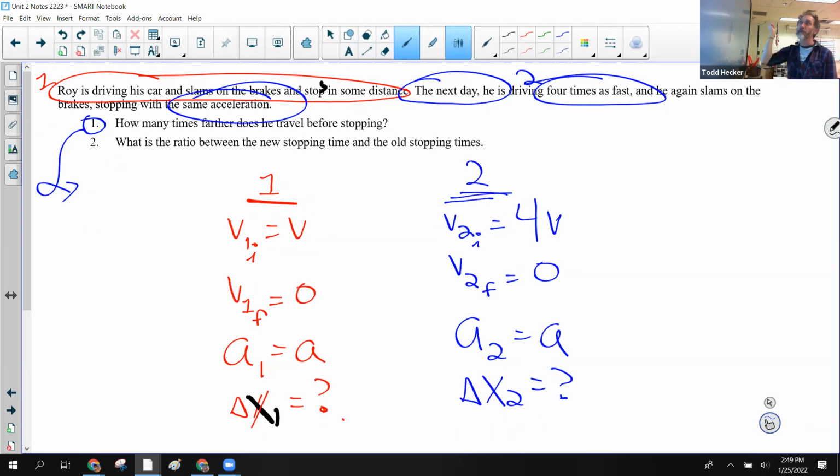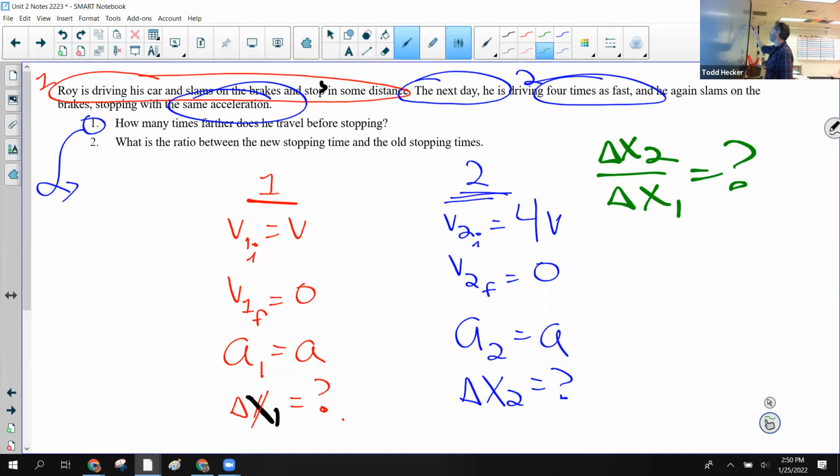Notice the problem doesn't, until question number 2, say anything about the stopping time. So time is not one of my variables. The only variables referenced are starting velocity, VI, he's stopping, VF, acceleration, and stopping distance. That's my 4 variables. Now, what I want to find is the ratio between the stopping distance on day 2 to the stopping distance on day 1. That's what I want to find.